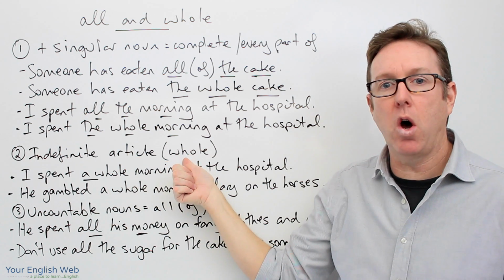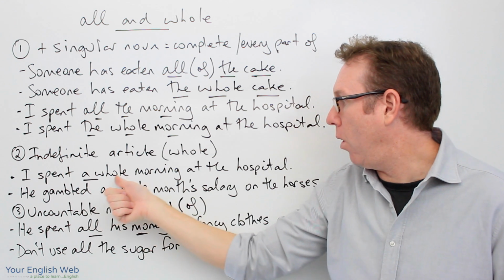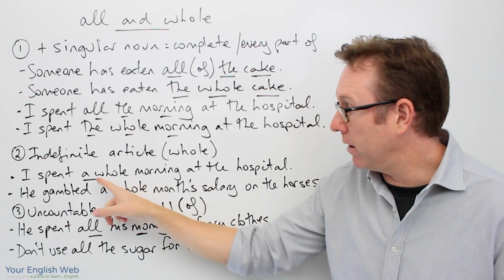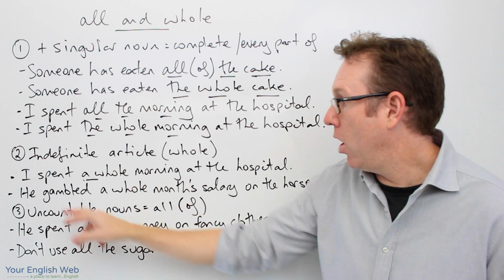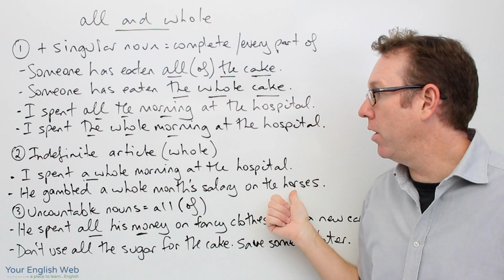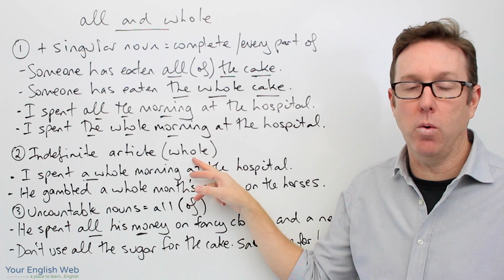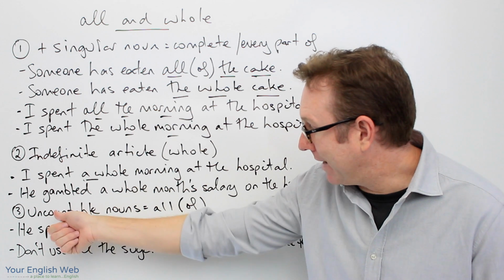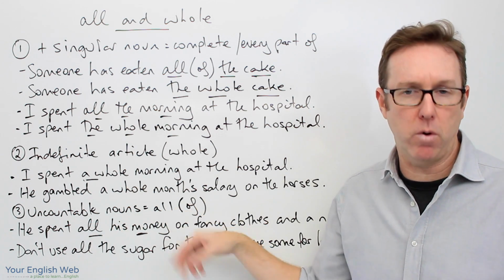The second example, indefinite article, we use whole. Okay? So, I spent a whole morning at the hospital. A whole morning. Indefinite article, I spent a whole morning, or he gambled a whole month's salary on the horses. So the indefinite article, we use whole. That's the simple rule.